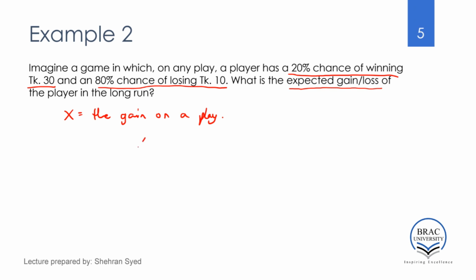So we can have x and f of x. The possible values of x are 30 and negative 10. The probability of making a gain of Taka 30 is 0.2 or 20%, and the probability of making a loss of Taka 10, or a gain of negative Taka 10, is 0.8.